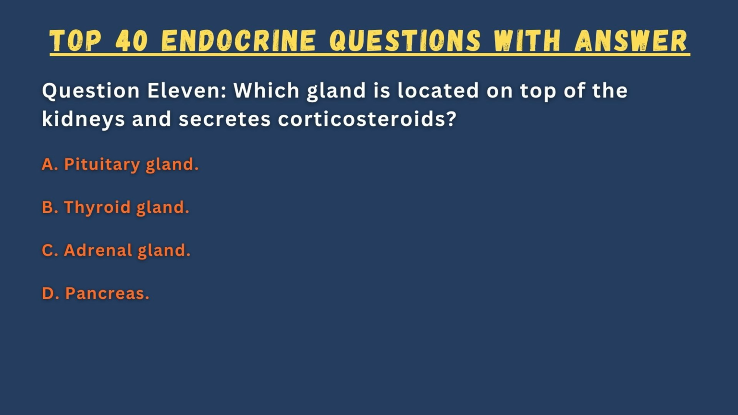Question 11. Which gland is located on top of the kidneys and secretes corticosteroids? A. Pituitary gland. B. Thyroid gland. C. Adrenal gland. D. Pancreas. Answer. C. Adrenal gland.